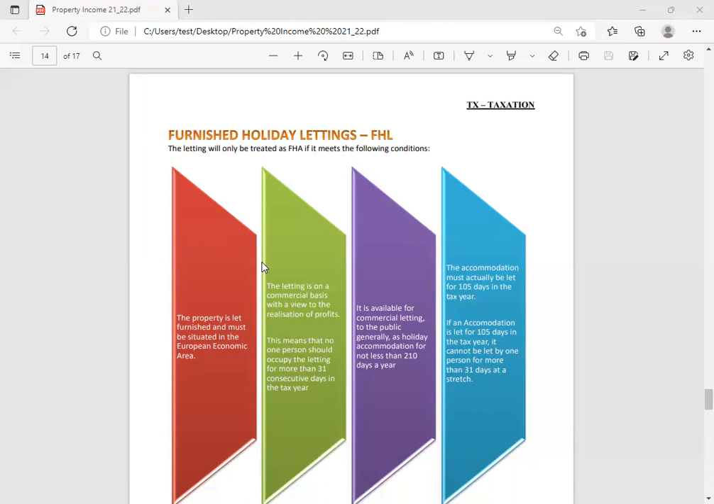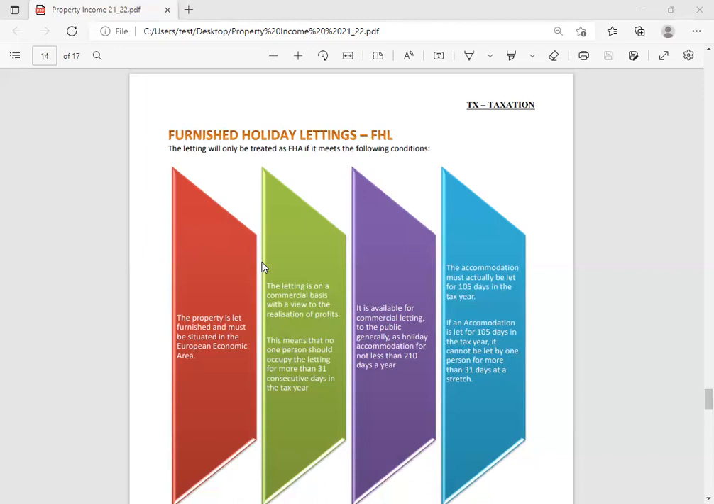Now I will read the conditions one by one. The first condition is the property must be furnished. Furnished means with furniture, and it must be in Europe. Europe, UK, this is the same thing. It must be in the European Economic Area. Then the property must be commercially let out. Commercially let out means you are not allowed to let it out to one person for more than 31 days, because this is an accommodation place.